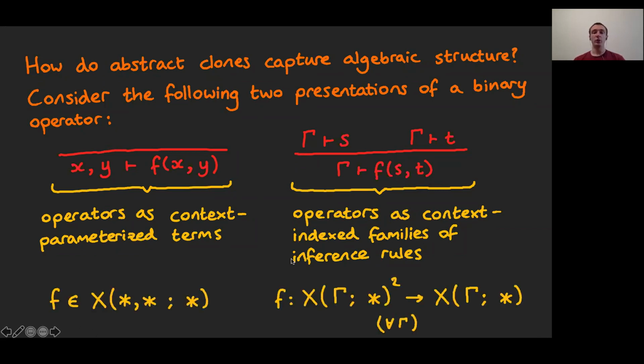Now, in a clone, these two ways of seeing an operator are represented in two different ways. So on the left-hand side, we have f being an element of the set of terms in two variables. And on the right, we're representing it more traditionally as a function of sets. So taking two terms in the same context and returning a new term, indexed over all the context gamma.